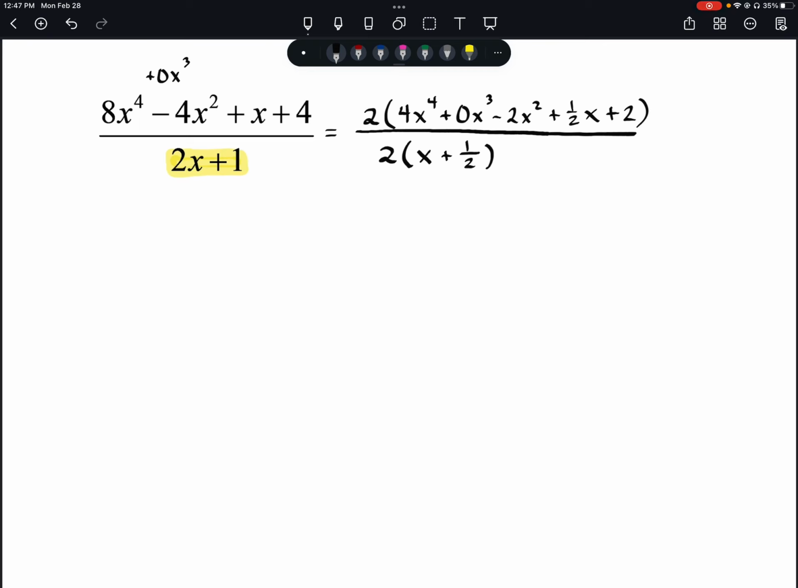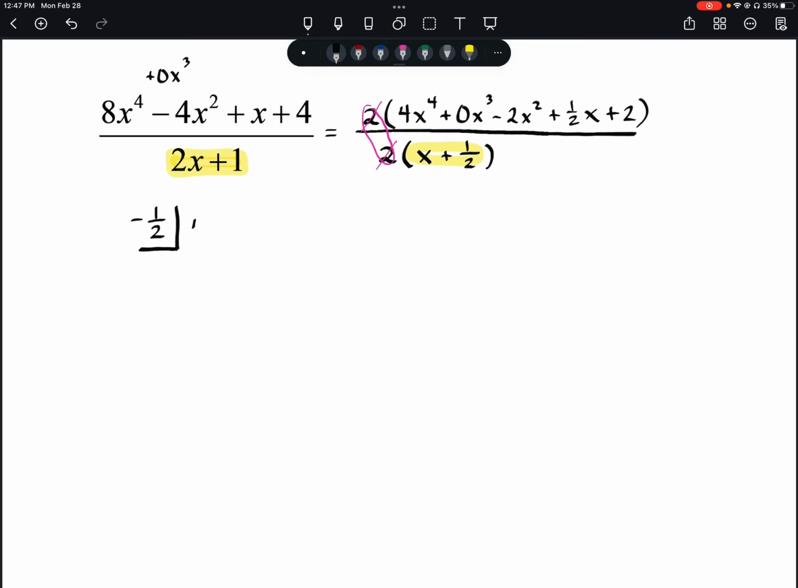And since we have this common factor now in the top and the bottom, this 2 and this 2, we can go ahead and cancel those out, because it should still be proportional. And that leaves us with a linear factor in the correct form here. So if x plus 1/2 is our factor, that means that the root would be negative 1/2.